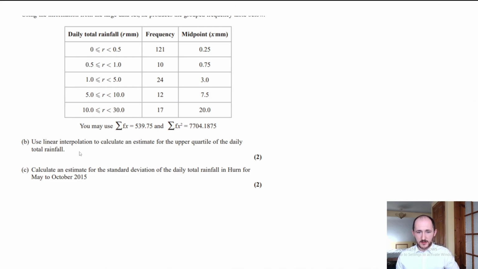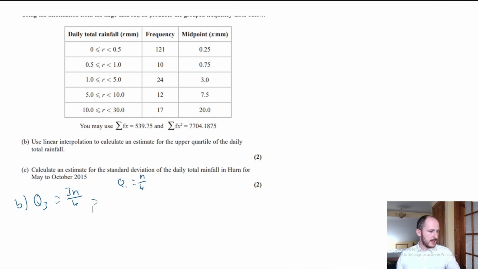First thing we need to do, in this particular case, is use linear interpolation to calculate an estimate for the upper quartile. So linear interpolation is not just for the median, it's for the upper and lower quartiles as well. You just need to remember the different formulas for all of them. The upper quartile is 3n over 4, and the lower quartile is just n over 4.